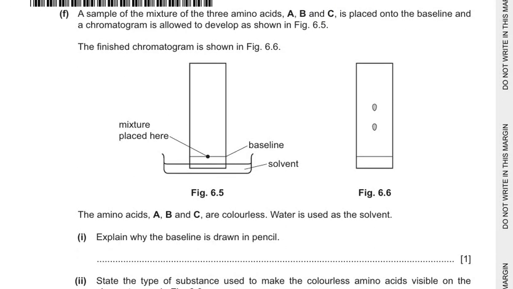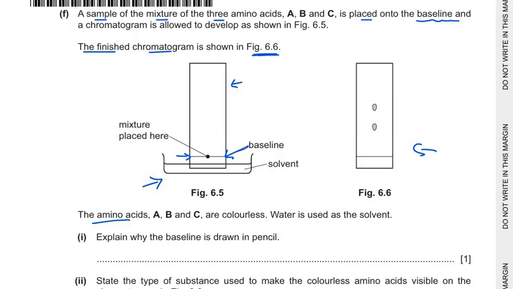Okay, part F. A sample of a mixture of 3 amino acids A, B, C is placed onto a baseline. The baseline is shown here, and the mixture of A, B, C is in a solvent, in a mixture form. A drop is placed on this spot shown here on the baseline. The finished chromatogram is shown in figure 6.6. Here we can see the chromatogram, and this is how the chromatography is done, where the paper is dipped in the solvent as shown here.